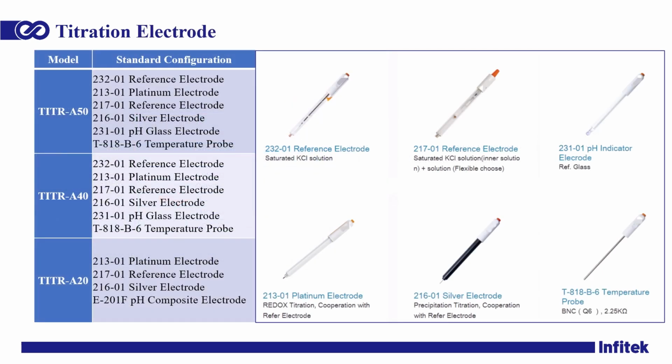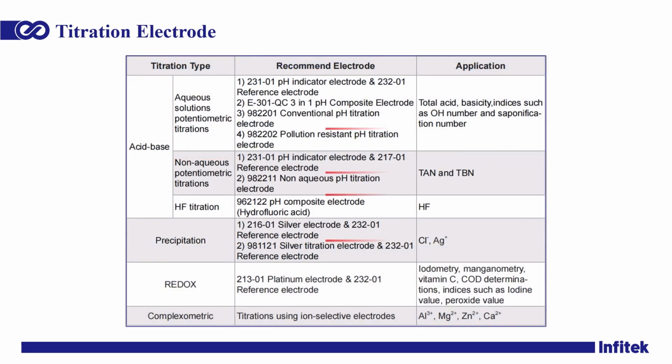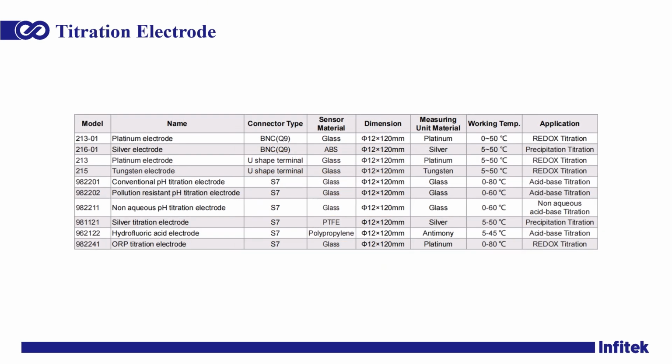This is the titration electrode that comes standard with all 3 models. I have listed the electrode combinations for different titration experiments in the table. For example, you can select 231-01 and 232-01 to complete acid-base titration. Of course, you can also choose other electrodes to meet your experimental needs. These are the parameters of different titration electrodes.